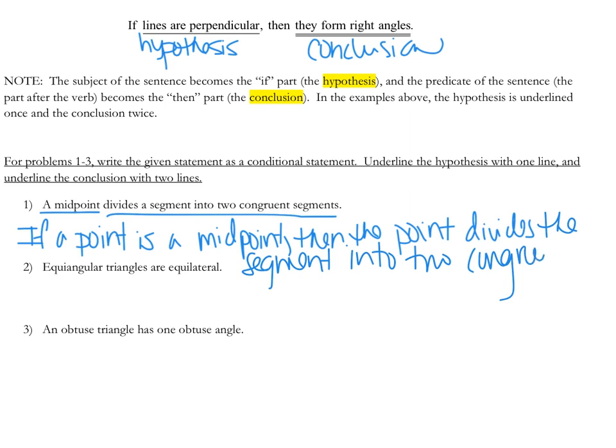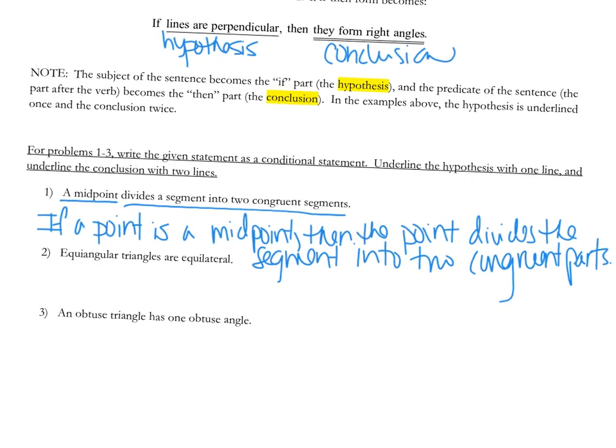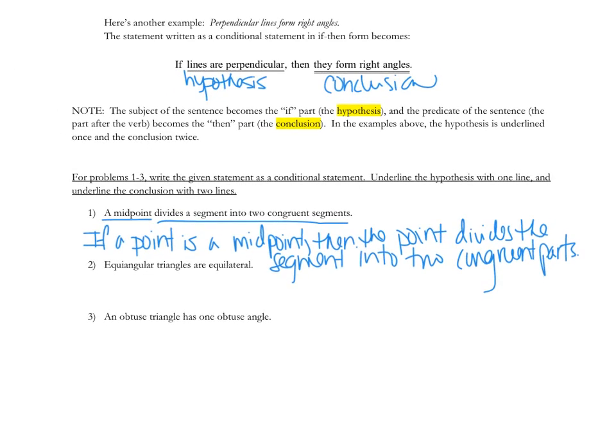Okay, and I know a lot of times we want to write abbreviations, but we need to get used to writing things out and using our explanation, using our words. Okay, so we took the midpoint, which was the hypothesis that a point is a midpoint, and the conclusion is if that's the case, then the point divides the segment into two congruent parts. In the next example, oh, and I just realized I forgot to double underline our conclusion up top. Okay, so let's make sure we do that in the next example.